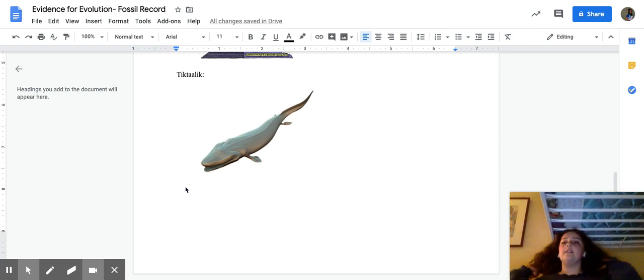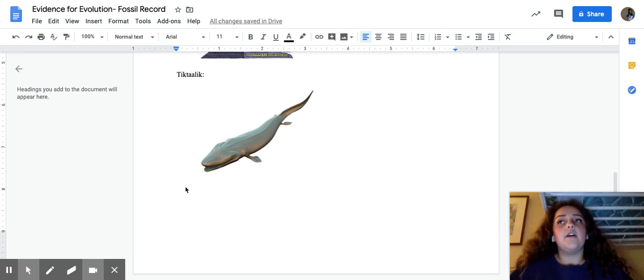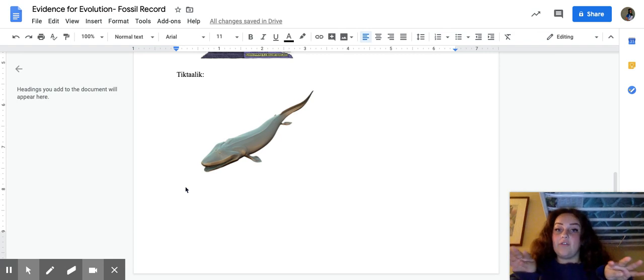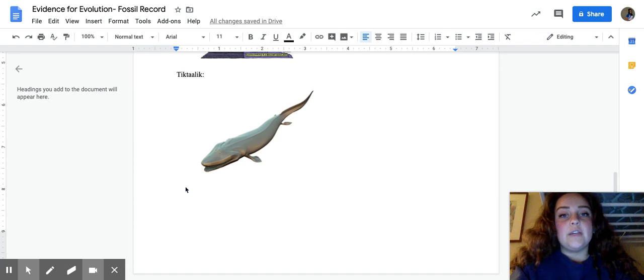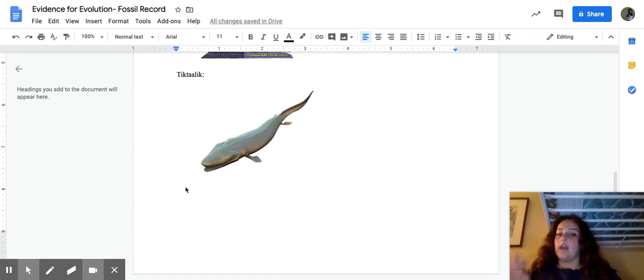Now, the Tiktaalik had four limbs with flat feet, which suggests that it lived in the water but could be made for land. Now, this is a critical part in evolution because it showed the evolution for four-legged land-dwelling animals.